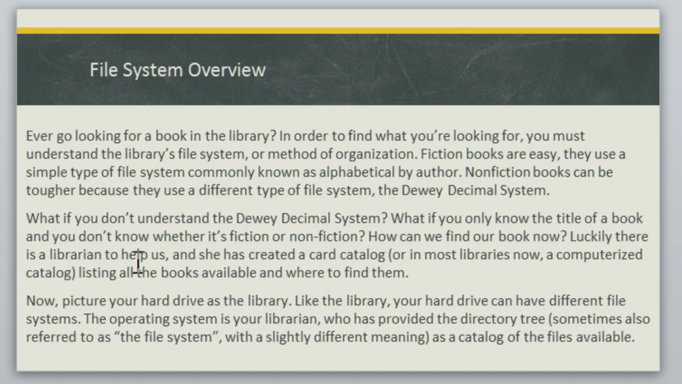So now let's look at our hard drives as books in a library. Like the library, your hard drive can have different file systems, okay? The operating system is going to be your librarian, who provides the directory tree, also referred to as the file system with a slightly different meaning, as a catalog of the files available, okay?